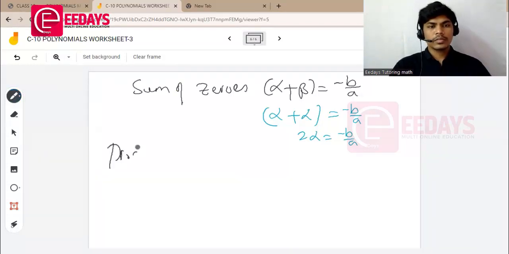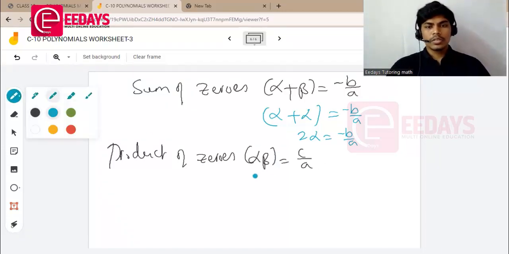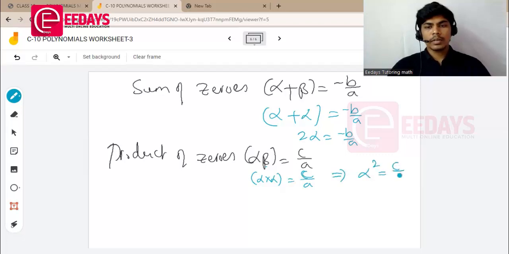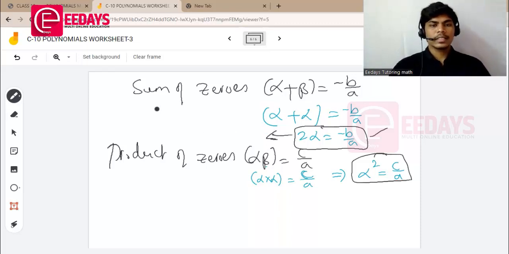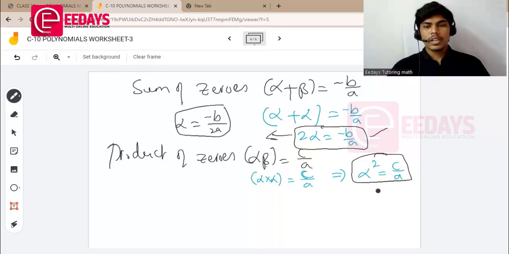And product of zeros. Product of zeros, alpha into beta is equal to c by a. In the place of beta, I'm writing alpha, so alpha into alpha is equal to c by a. Alpha into alpha is nothing but alpha square, so alpha square is equal to c by a. Previously we got 2 alpha is equal to minus b by a. We can write alpha is equal to minus b by 2a. Can I write like this? Why? Because in this alpha place, I'm substituting minus b by 2a whole square.